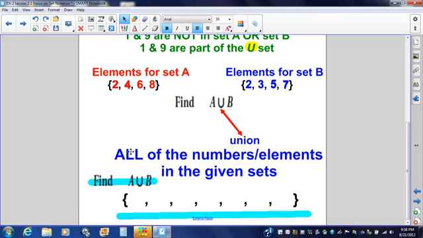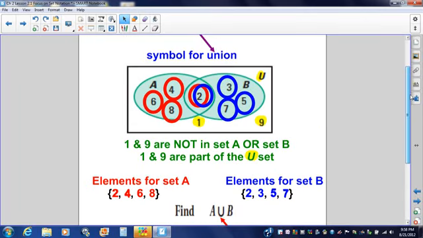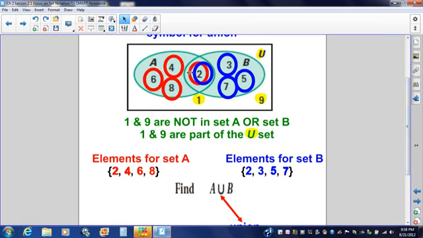Remember that union is all of the numbers or elements in the given sets. Now you need to be careful. 1 and 9 are not part of set A. 1 and 9 are not part of set B. They're there to trick you. 1 and 9 are part of the universal set. So remember, we had the elements, everything inside set A, as 2, 4, 6, 8. We had the elements for set B as everything inside of B, 2, 3, 5, and 7.